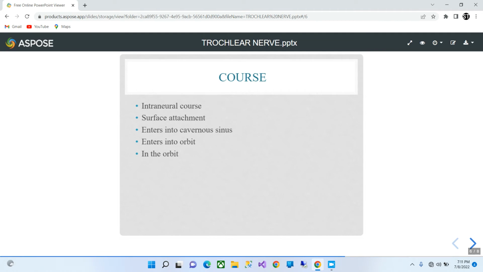Next we see about the course. The first one is intraneural course. Here the nerve crosses the central gray matter and reaches the superior or anterior medullary velum, and here it decussates with the opposite nerve. And this nerve is attached to the superior medullary velum on one side of the frenulum veli, and also it is the one and only nerve which emerges on the dorsal aspect of the brainstem.